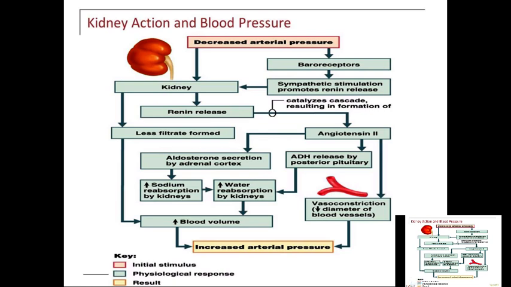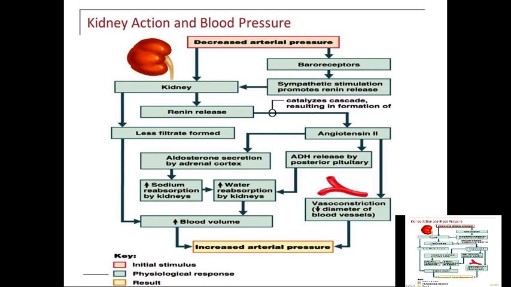So we have decreased pressure. If we start up at the top here, you got decreased pressure. So what are the kidneys going to do? They're going to release renin. And what's renin going to do? Renin is going to take that angiotensinogen that's produced by the liver and convert it into angiotensin 1. And then the lungs are going to convert angiotensin 1 into angiotensin 2. And that's zinc dependent. Angiotensin converting enzyme is zinc dependent.